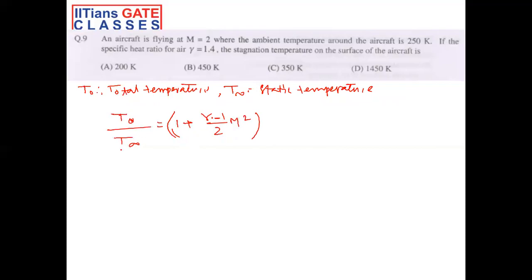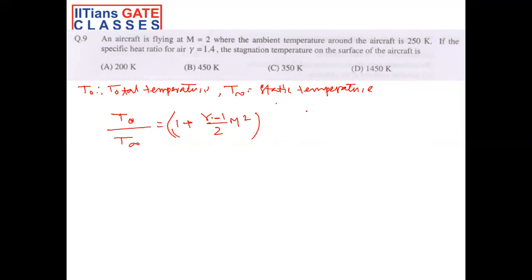And if we have to see how this relation is coming, then we have to go back to the definition of the stagnation temperature or total temperature. So stagnation temperature is basically defined as the temperature of a fluid element at a particular point where the flow is brought to rest isentropically.